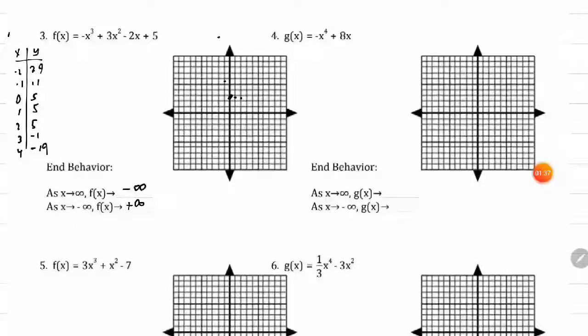3 is -1, so around here. And then 4 is -19. So that's when it starts to go really far down. So when you're using your own points, try to find one extreme. For example, -2 goes to +29, and then 4 is when it goes down to the other extreme, -19.